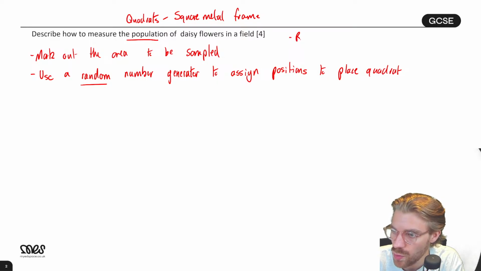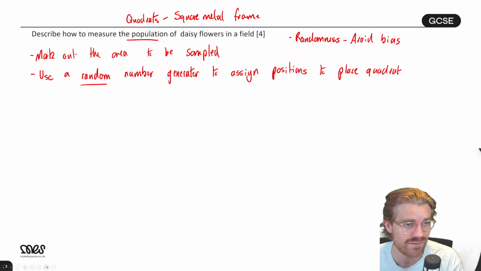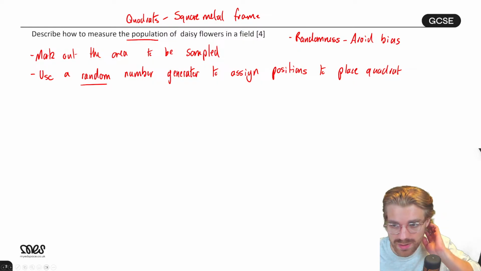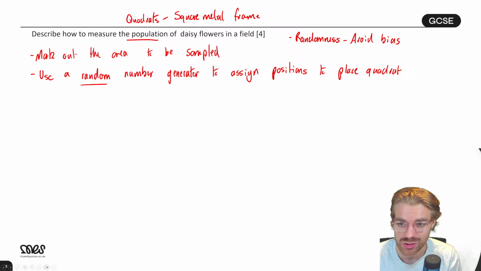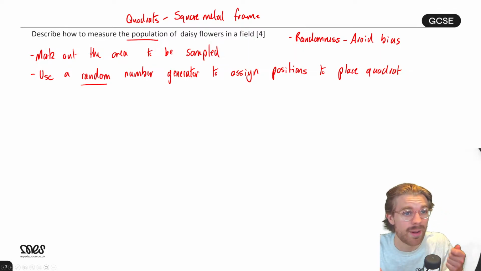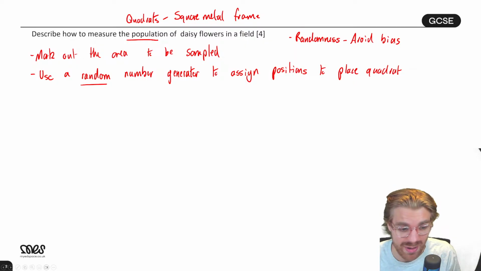Now, the reason for the randomness is it helps to avoid bias. It means that we can avoid the bias. Because if we want to try to measure the population of daisy flowers, I don't want to spend all afternoon in the field just counting nothing in my quadrat. So I might be biased, and I might go and place the quadrat in areas where there are more flowers, perhaps. Or maybe I'm feeling really lazy and I can't be bothered to count anything at all. So I might place it in areas that don't have many daisies. That would be biased. And by using a random number generator, we are going to avoid that bias.